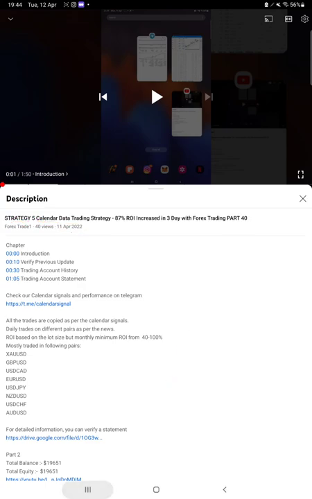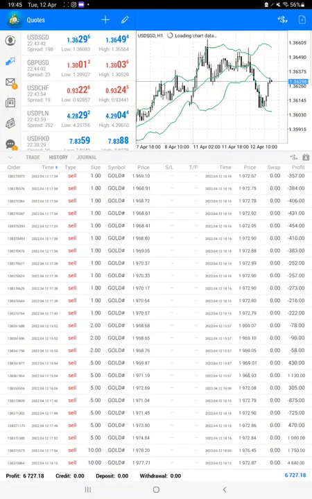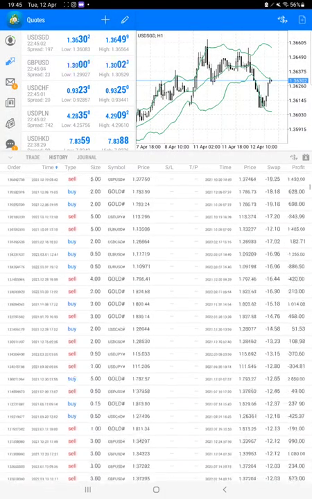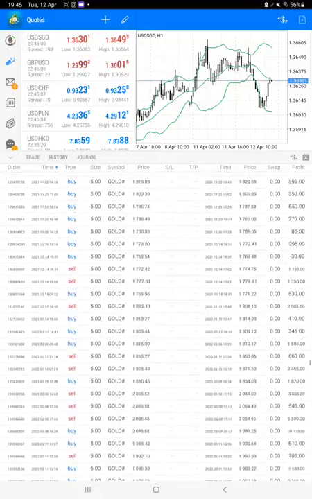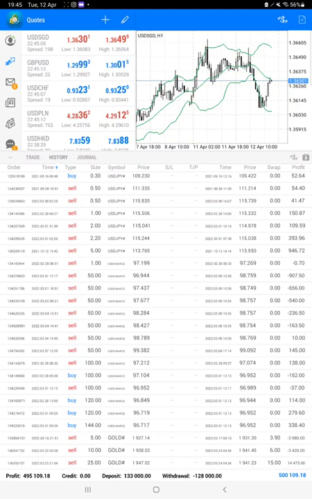Starting with the trading account history, here we have all the trades, the complete trading account history we can check. We are selecting a custom period, so all the trades we can see, whatever the lot size is used and whatever the profit and loss we have booked. Very first and most important thing is the order ID that you can verify with the trading account statement, that this is the same account we are consistently updating.